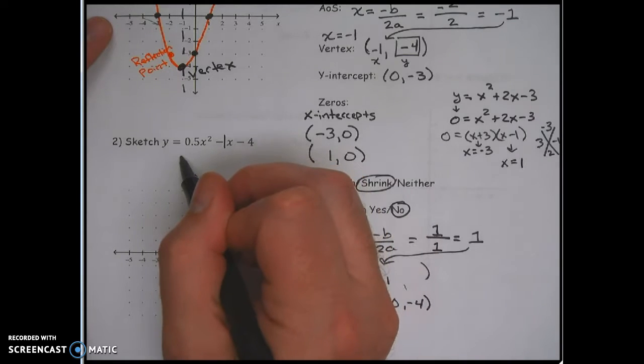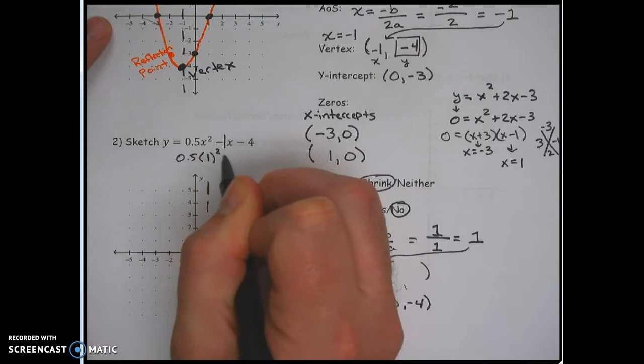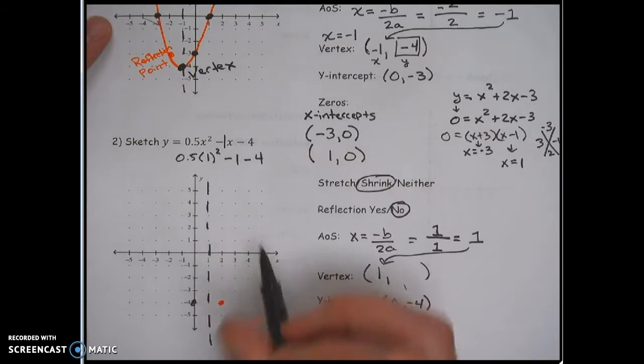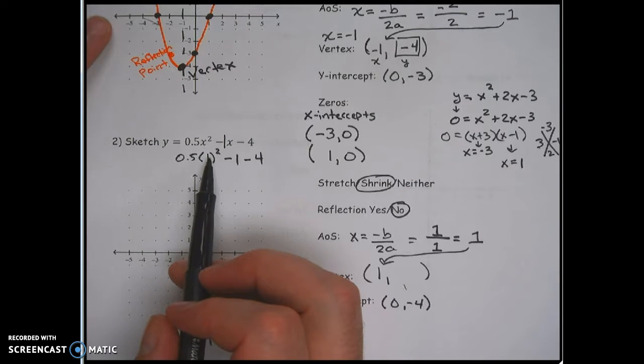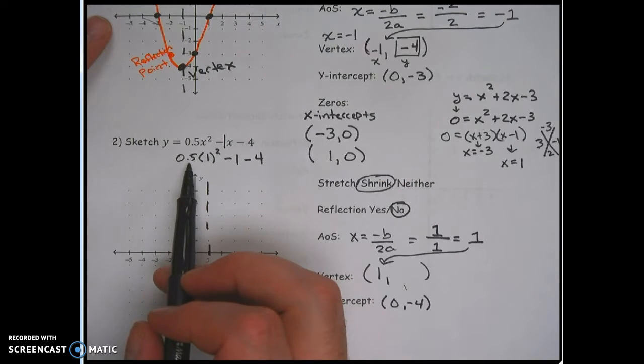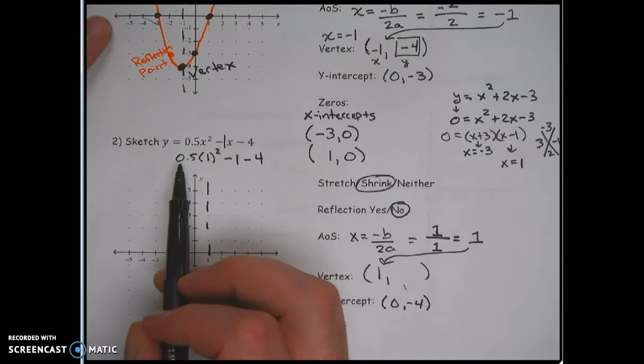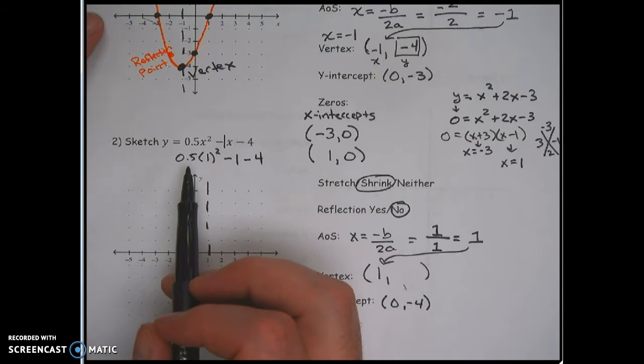So if I go to plug this in, I have 0.5 times 1 squared minus 1, because that's my x, minus 4. 1 squared is 1. Half of that is 0.5. Negative 1 minus 4 is negative 5, plus that half. Looks like it's going to be negative 4.5.